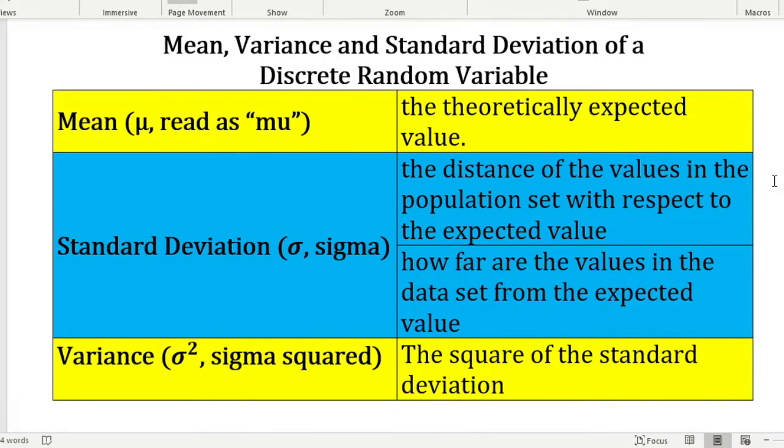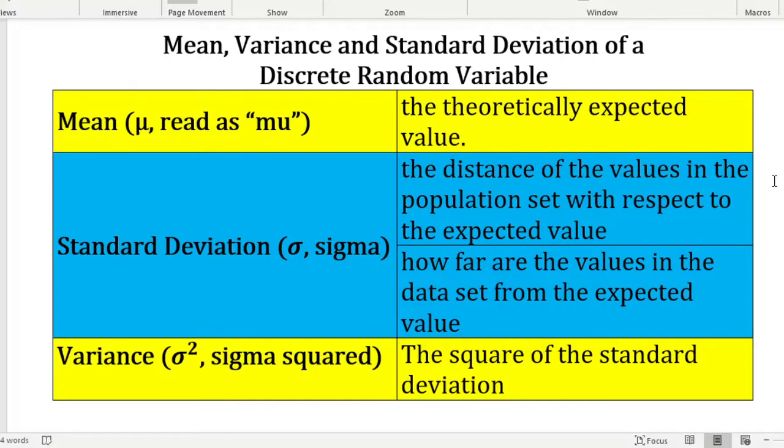Hi everyone. In this video, we will learn how to calculate for the mean, variance, and standard deviation of a discrete random variable. In our previous discussions, we've learned that a random variable has two types, a discrete and a continuous random variable. A discrete random variable is a random variable whose possible values are determined by counting. In this video, we will learn how to calculate for its mean, variance, and standard deviation.